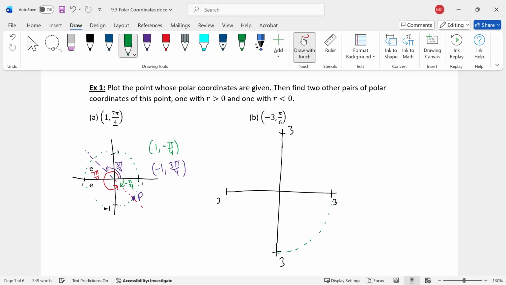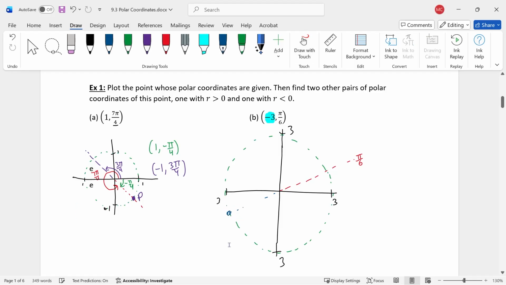So I'll draw the circle with radius 3, and the angle pi over 6. Now here's the tricky part. So this is our angle pi over 6. We would like the intersection between our radius and our angle, but this time r has been labeled as negative. So that's a little different. That means we've got to put our point out in the opposite direction.